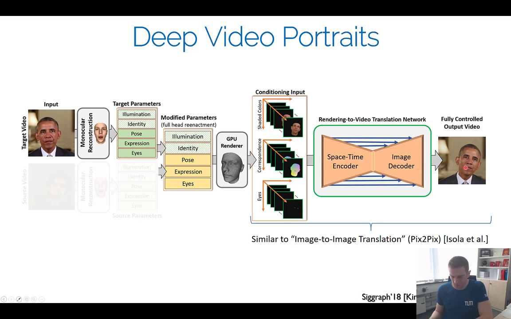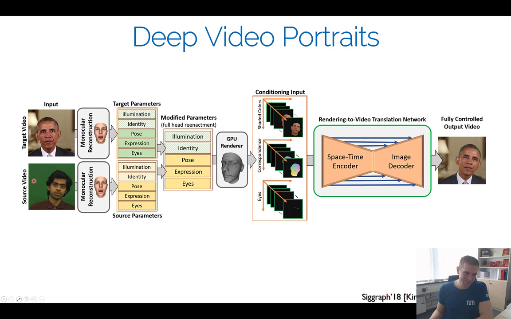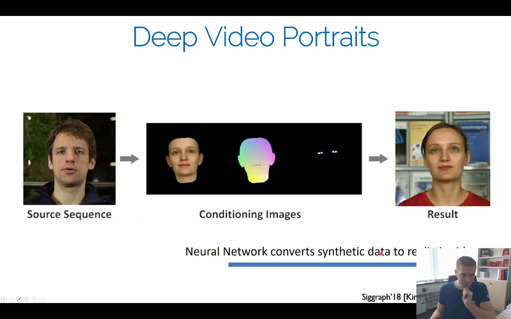But now what we can do is, of course, we can do edits. You can take a different source sequence, track the sequence, take a bunch of parameters here, recombine the parameters, and then render, and then change, for instance, things like pose, expression and eyes in this rendering. And then the network again will make sure that we're getting a realistic Obama again, right? So in practice, it looks like that.